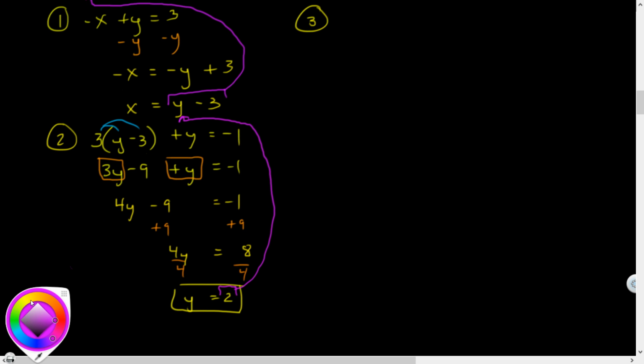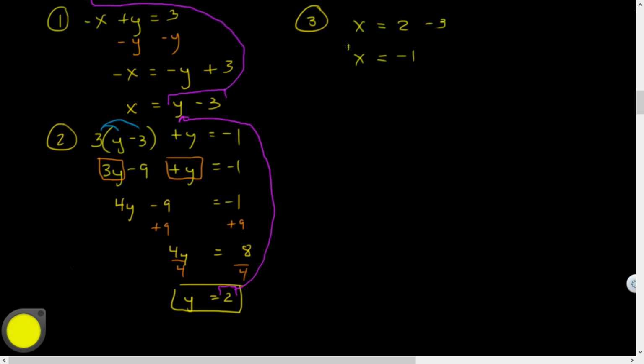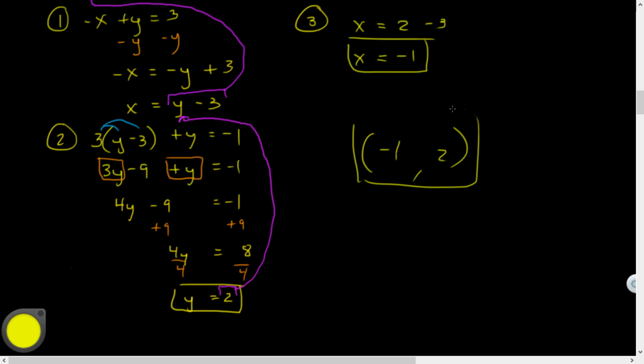Okay, so I'm going to have x equals y minus 3. So y is 2 in this case. So x equals 2 minus 3, which is -1. And when I write my solution, remember that it's in the ordered pair x comma y. So it's going to be -1 comma 2. All right. So there we go.